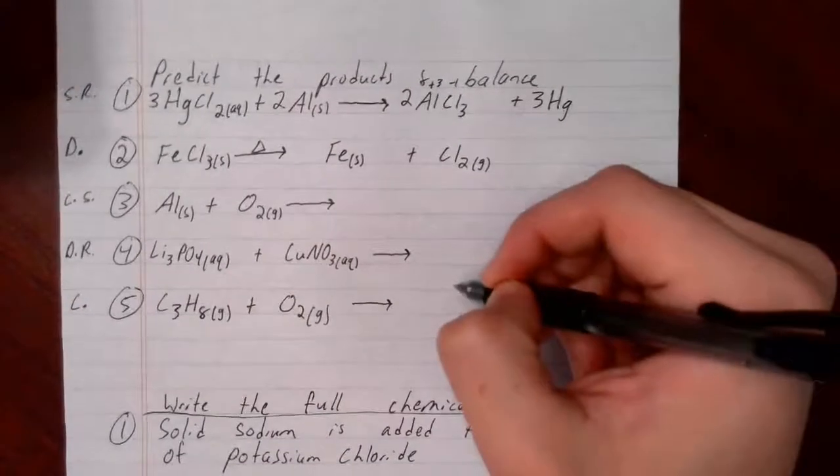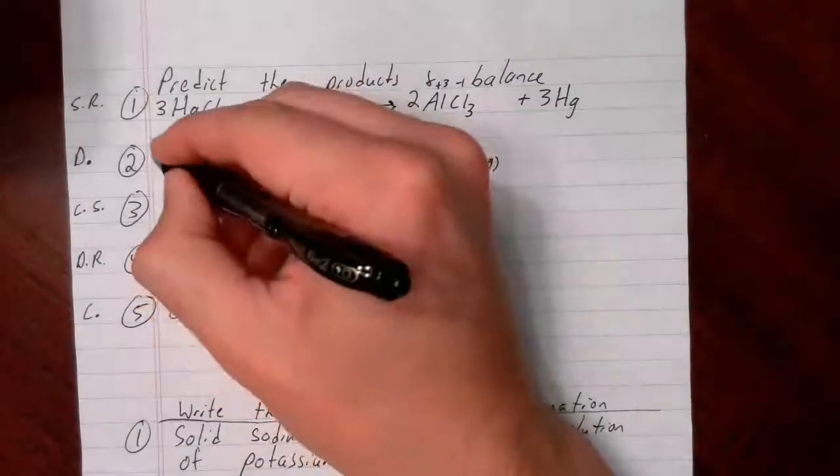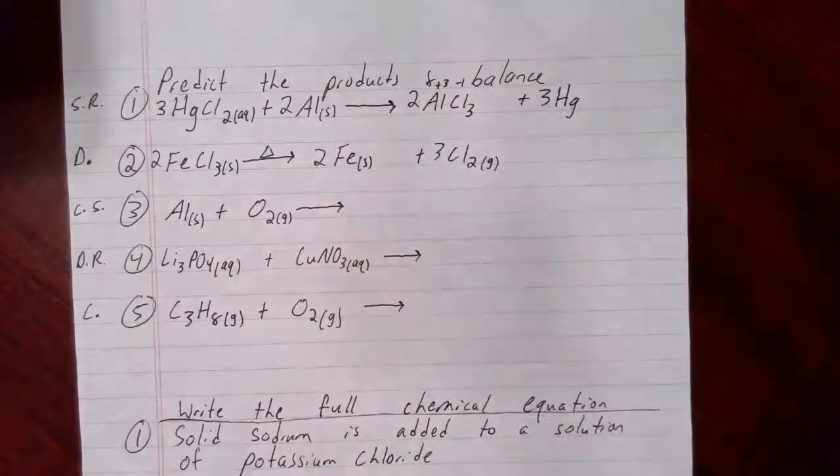We have chlorine gas. So I need to go back, same situation here in balance where I have 3 and 2. So I need to put a 2 there and a 3 there. And I put a 2 there. So I'm all balanced up.